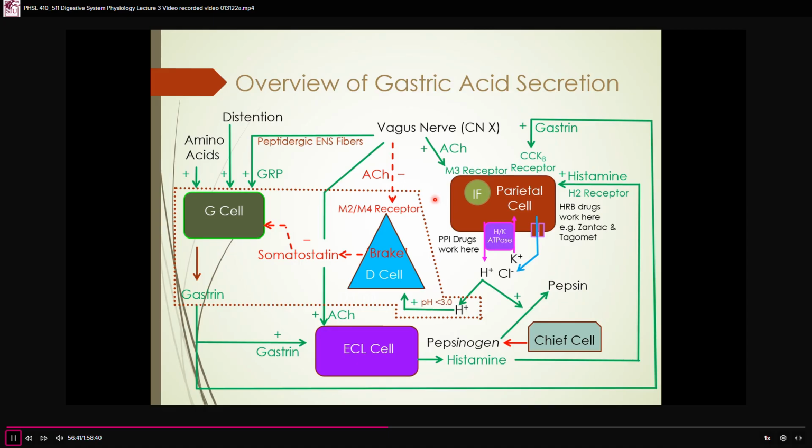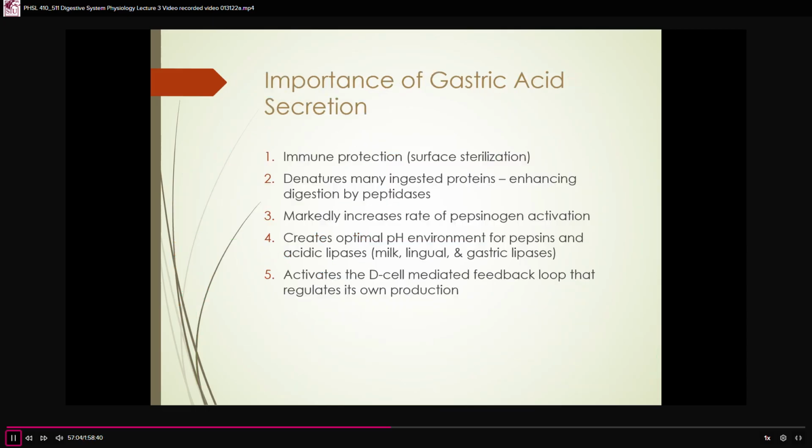So that's critical. The chief cells, remember, are the cells that are going to produce pepsinogen, and one of the reasons acid production is so important is because the acid that you make will drive the very rapid conversion of this inactive precursor to its active enzyme, and the low pH environment in the stomach will give you the pH that's optimum for the pepsin, for the lipase that's going to be there, and will help facilitate digestion.